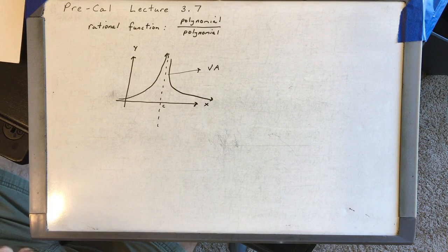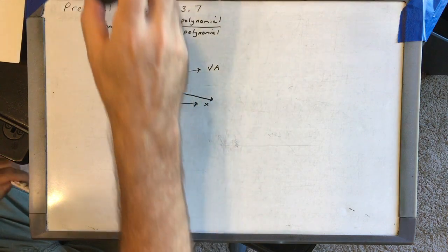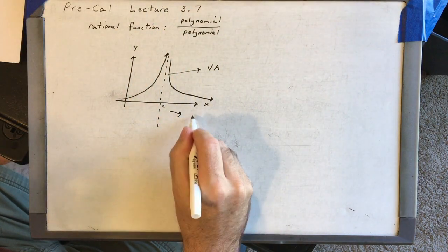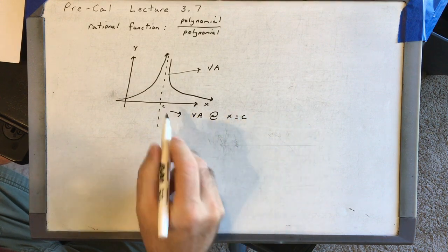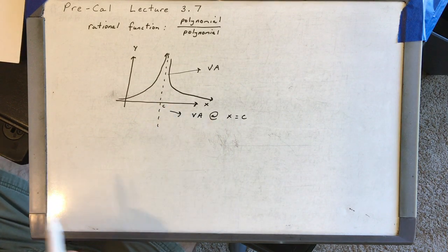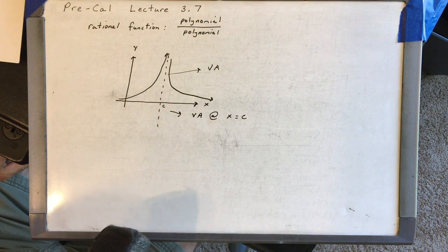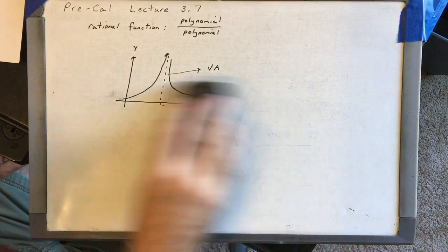It's a place that makes the function undefined, an x value. So in this particular case, we would say we have a vertical asymptote at x equals c. That could be 5, 10, 7, 2, whatever, along the x-axis. If you need to pause the video while you finish drawing this, go ahead and I'll move on down the notes.